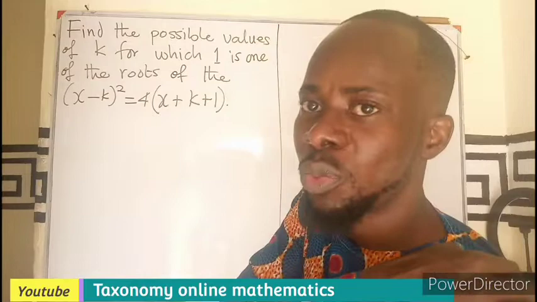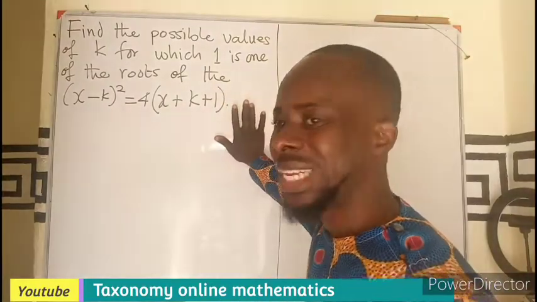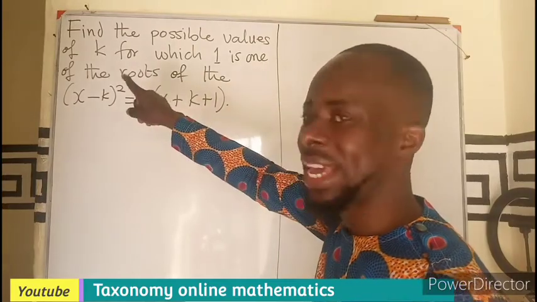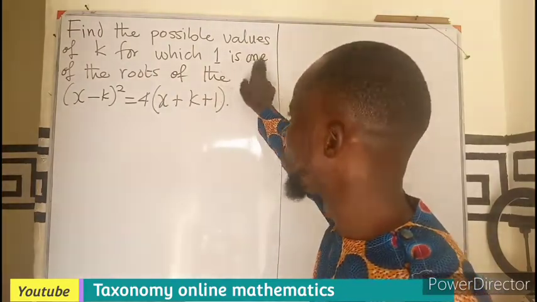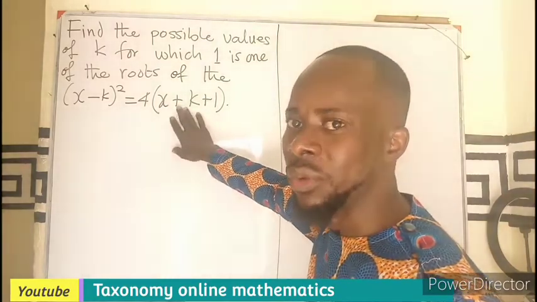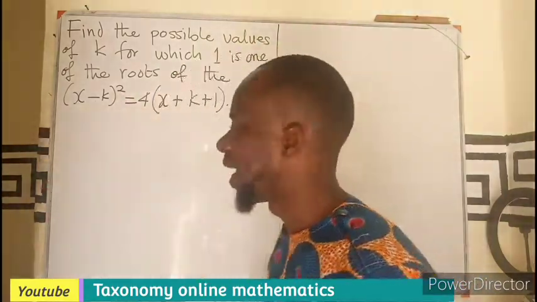In this video, we want to provide an answer to this question under quadratic equation. We have to find the possible values of k, for which 1 is one of the roots of this equation. This is a quadratic equation because of this square of the x there.